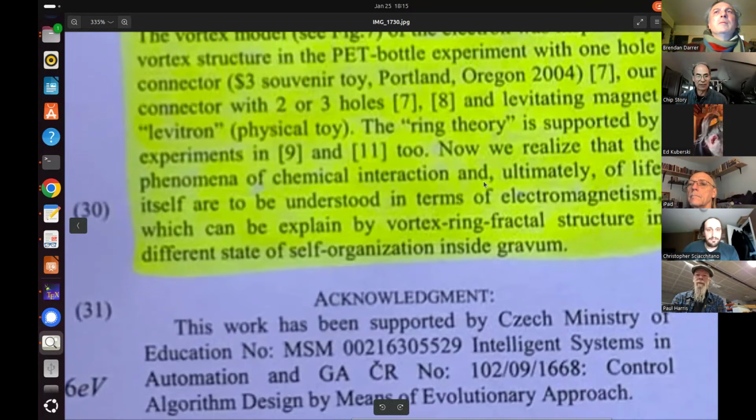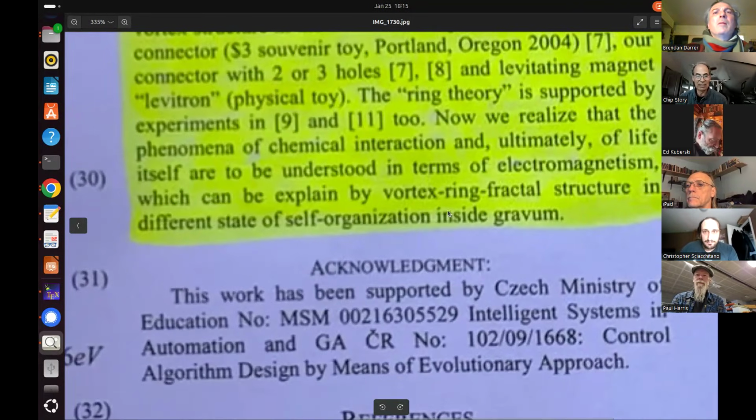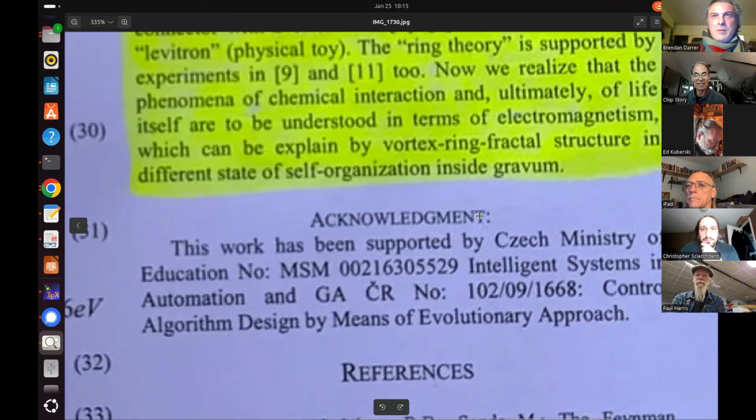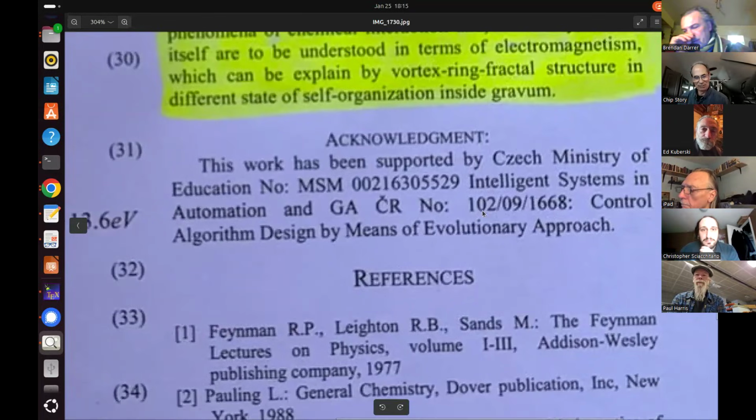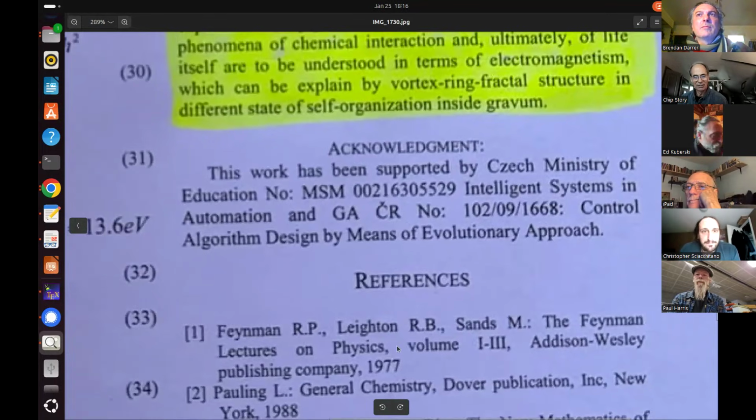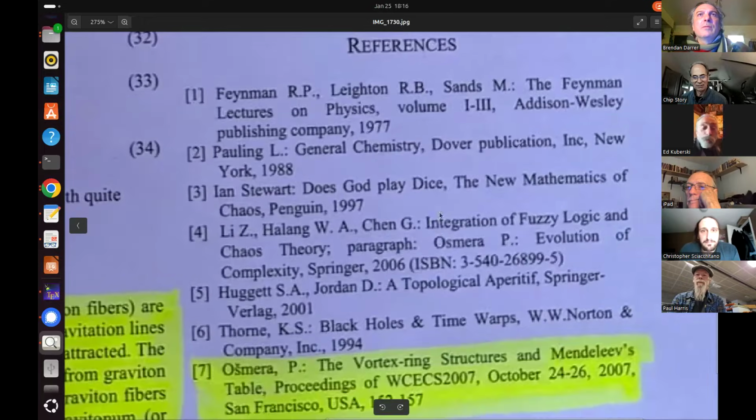Now we realize that the phenomenon of chemical interaction and ultimately of life itself are to be understood in terms of electromagnetism, which can be explained by vortex ring fractal structure in different states of self-organization inside the gravum. And that different state is the anisotropy potential that differentiates the ether, creates everything. This work was supported by the Czech Ministry of Education. Yeah, that's important. And the next page is totally awesome.